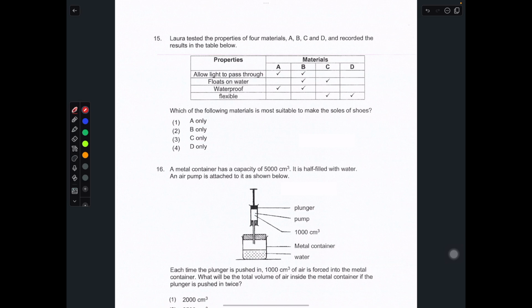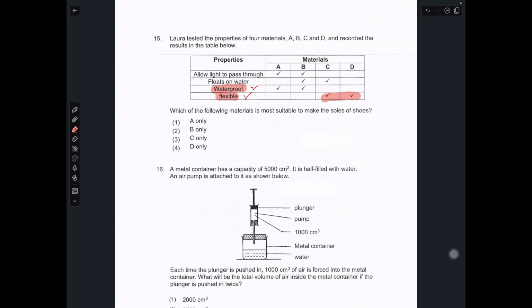To question number 15. Laura tests the property of 4 different materials A, B, C, D, and recorded the result in the table. We have allow light to pass through, water, waterproof and flexible. Which of the following material is the most suitable in making the sole of the shoe? For this, I feel that for the sole of the shoe, you probably need it to be flexible. I'll expect a tick here, and I probably also want it to be waterproof as well, because I don't want water to enter my shoe very easily. So with that, we can only see that there's 2 ticks over here.